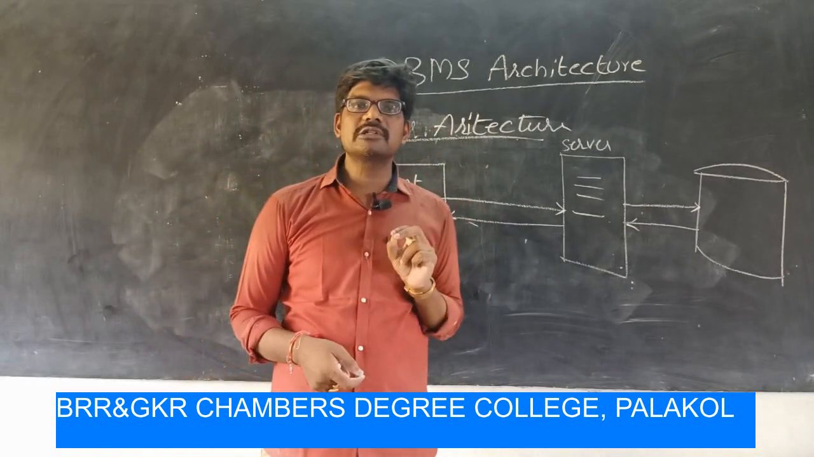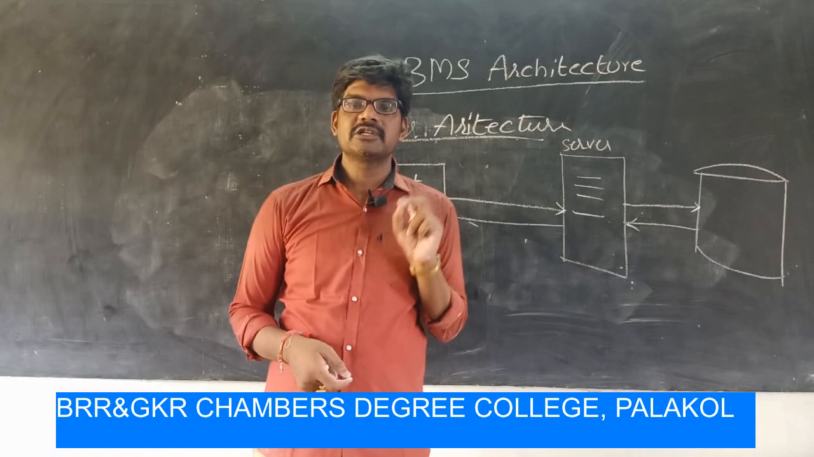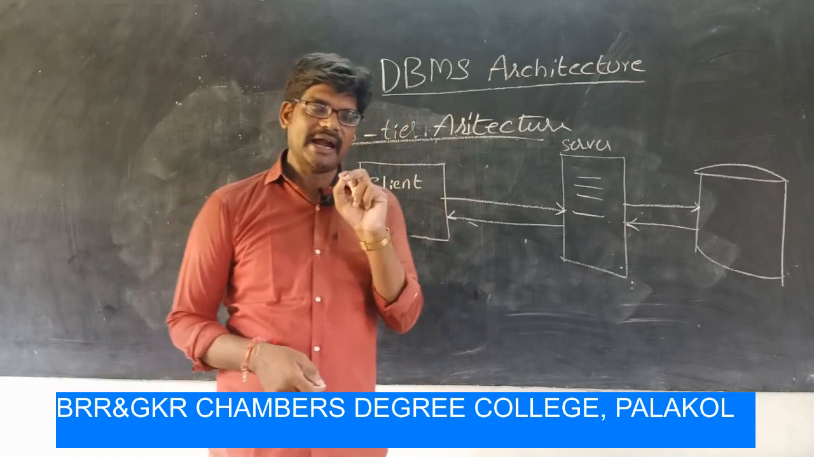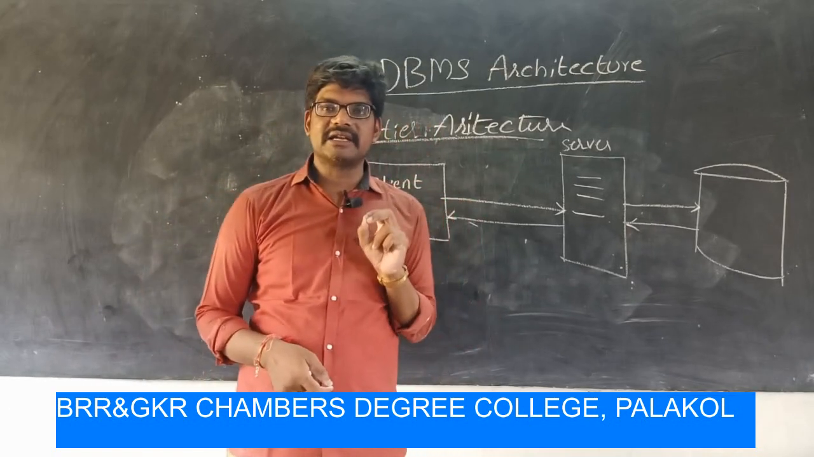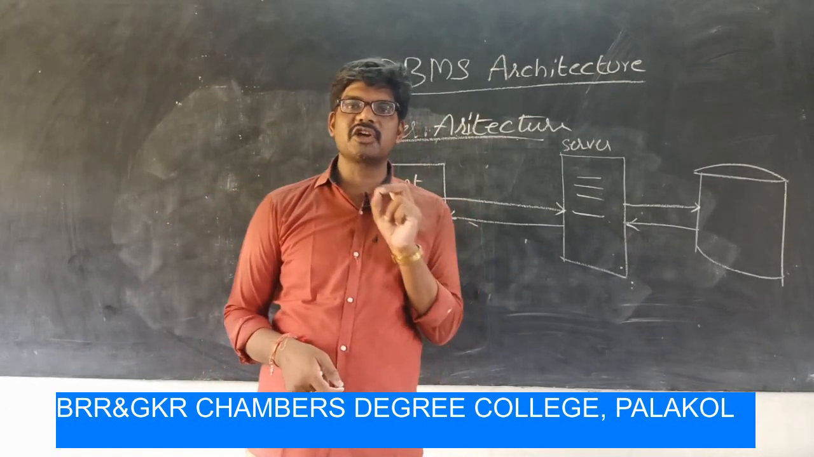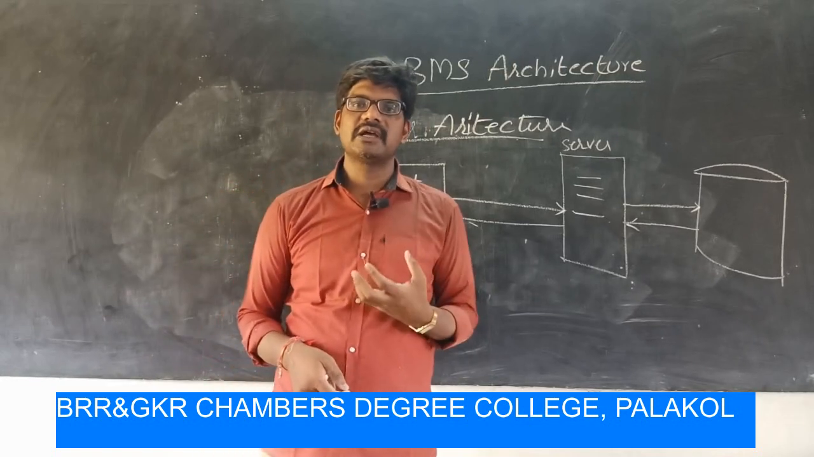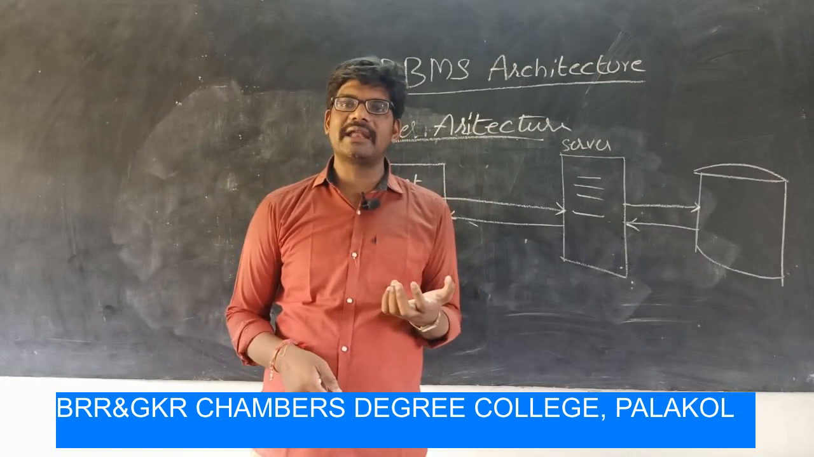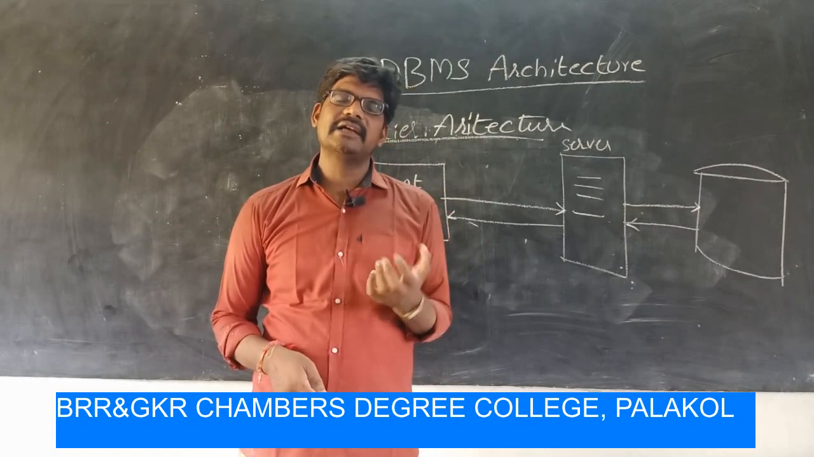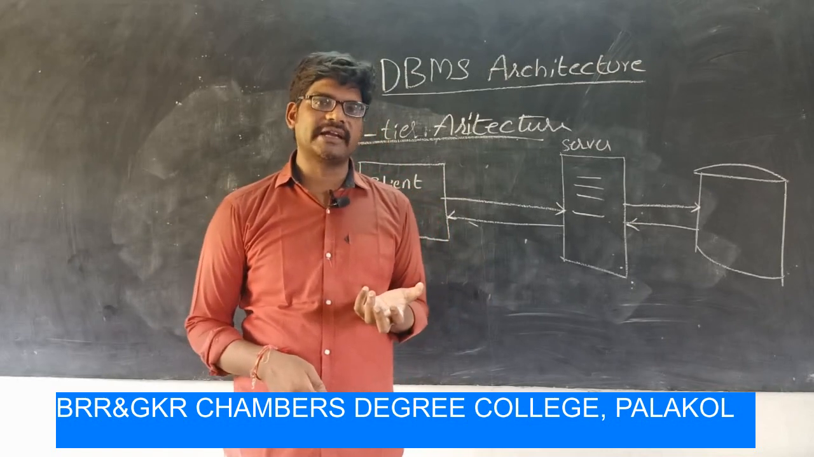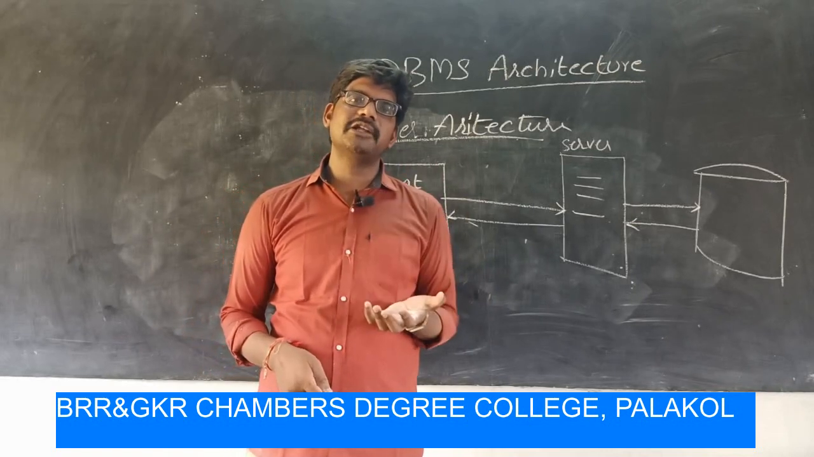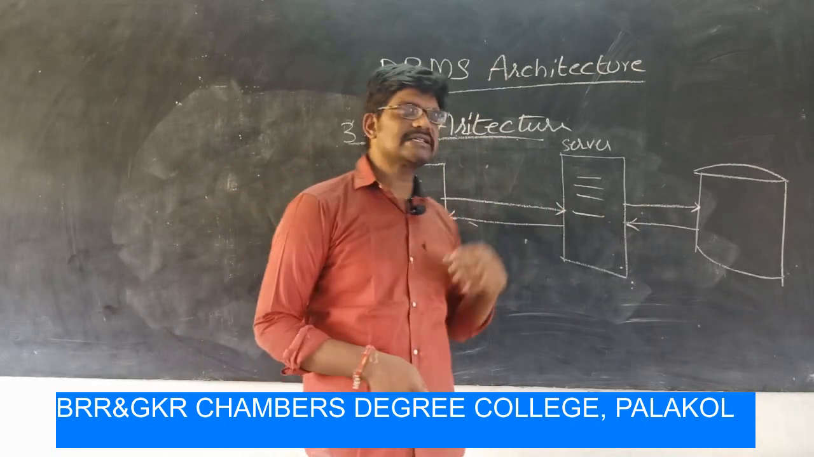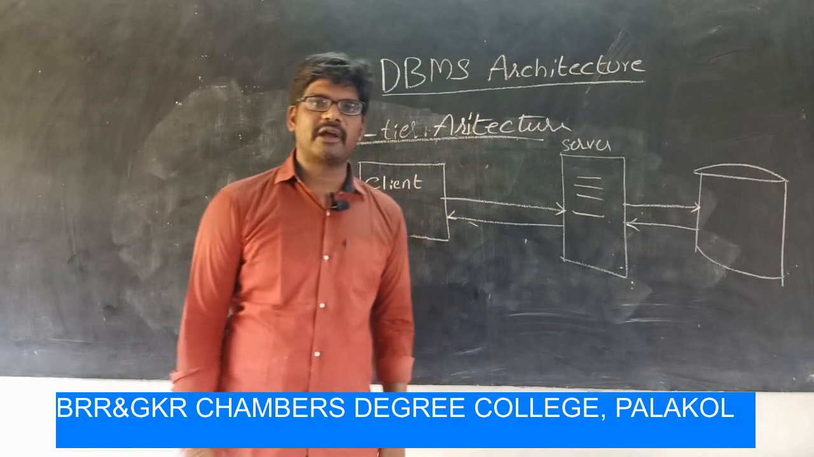So what are the goals of three-tier architecture? It is program data independent, and the three-tier architecture supports multiple views of data. So what are examples of three-tier architecture? We can take any large website on the internet. It follows the three-tier architecture. That means multiple users can access the database through its server. I hope you are understanding this concept.